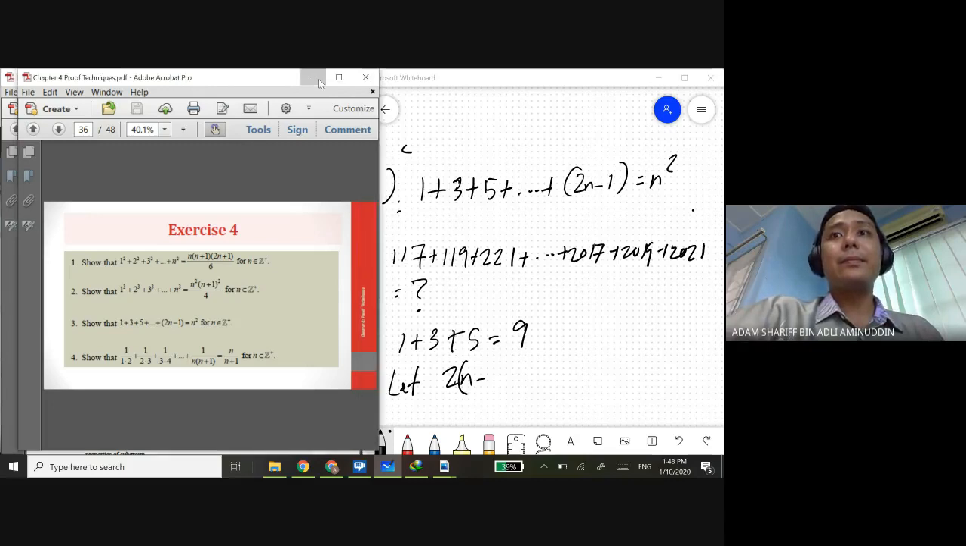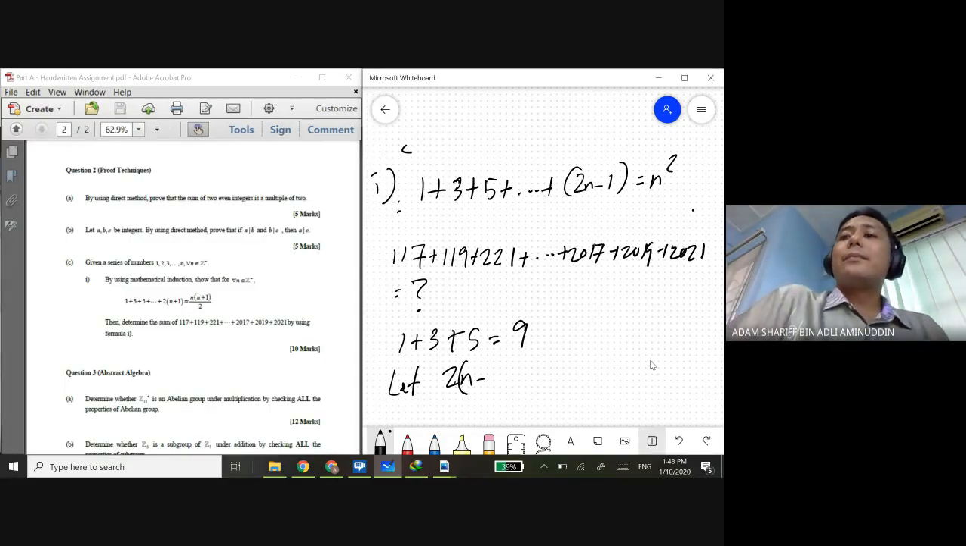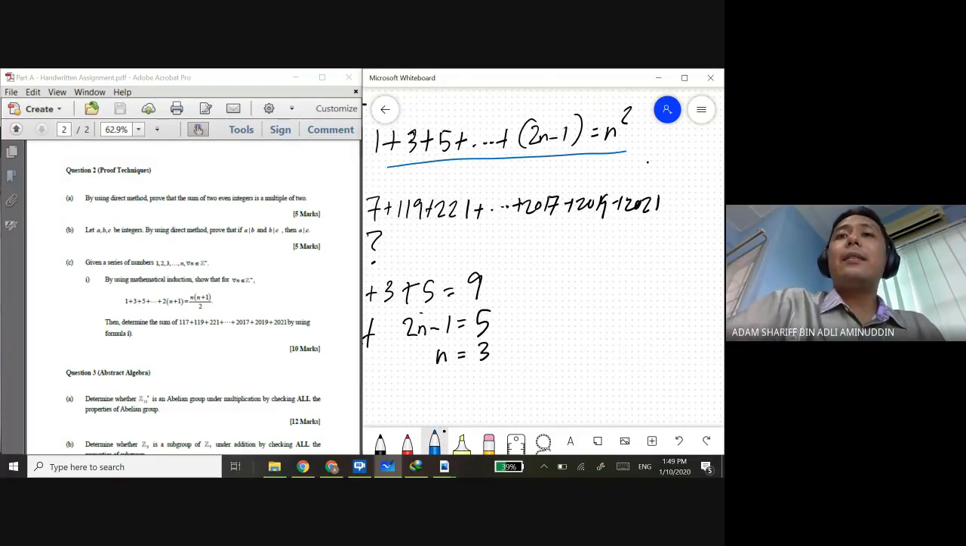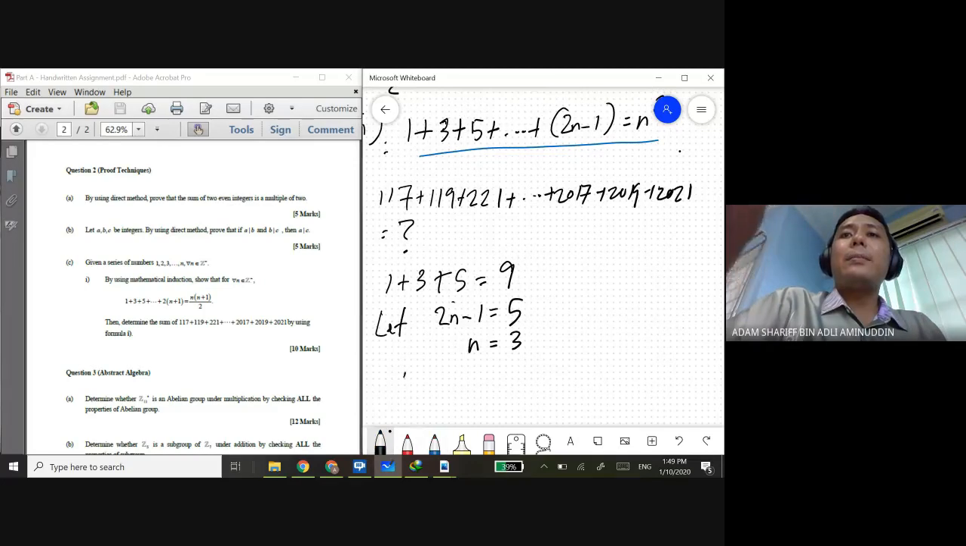Okay. Alright. Therefore, okay, I continue. You let 2n minus 1 equals to 5. Therefore, this n becomes 3. When you apply in the formula in the blue line here, the summation from 1 plus 3 plus 5 equals to n squared, or 3 squared equals to 9.